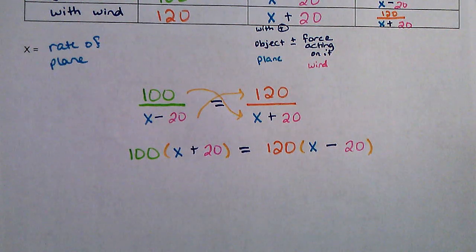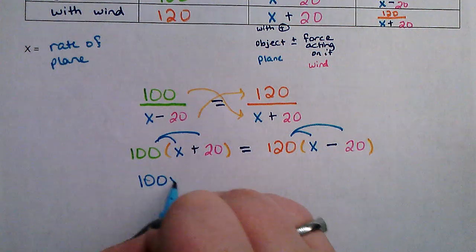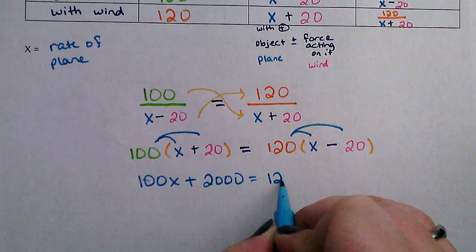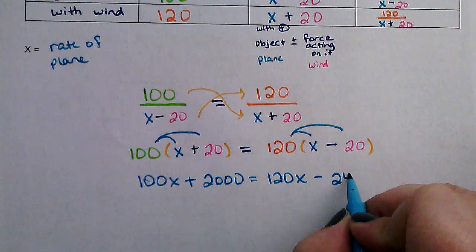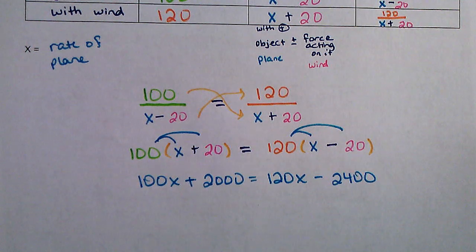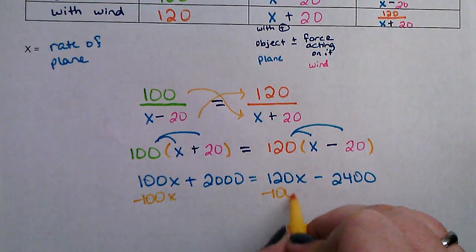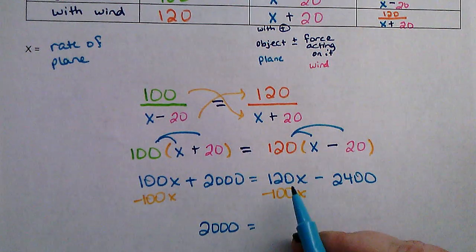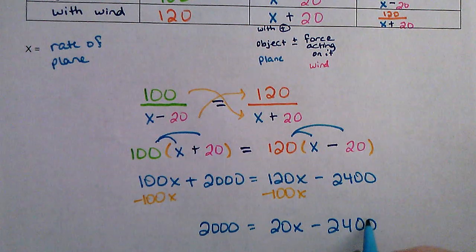Now if you look at this, it looks like we need to distribute here, and we need to distribute here. So I have 100x plus 100 times 20 is 2,000. 120 times x minus 120 times 20 is 2,400. Okay, so now I need to get my x's all on one side. Since the 100x is smaller, I'm going to move that to join its other x friend. So this side just has 2,000. 120x minus 100x is just 20x minus 2,400.